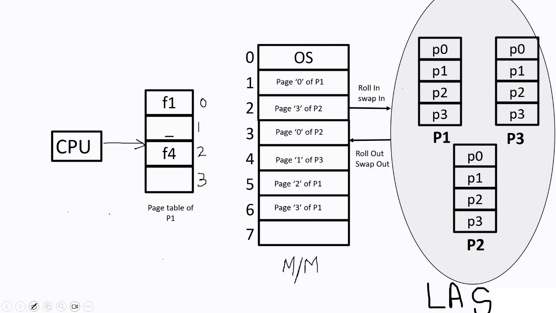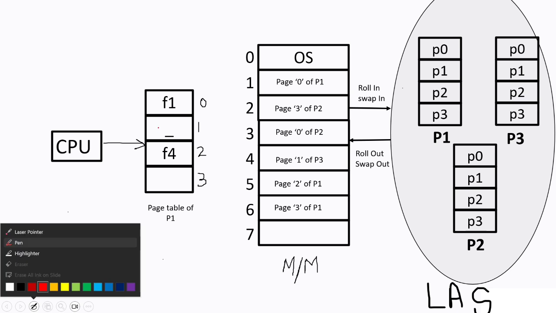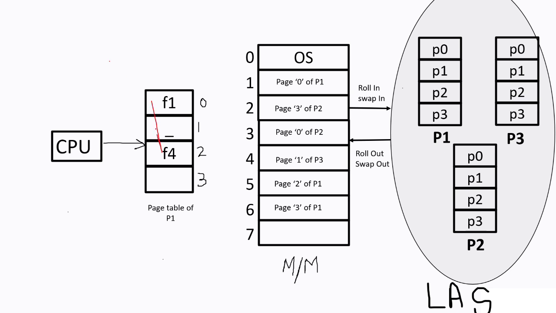Now the CPU generates a memory access request. The page table is checked. This page table is checked, and if the page is marked as not present, a page fault interrupt is raised. Basically, a trap is raised. Okay. What is a trap?